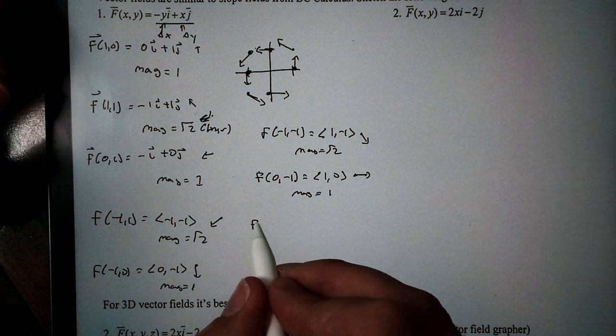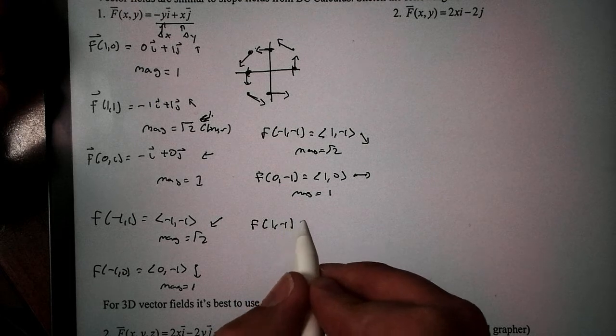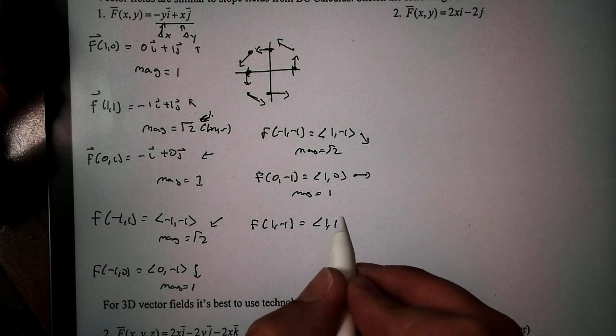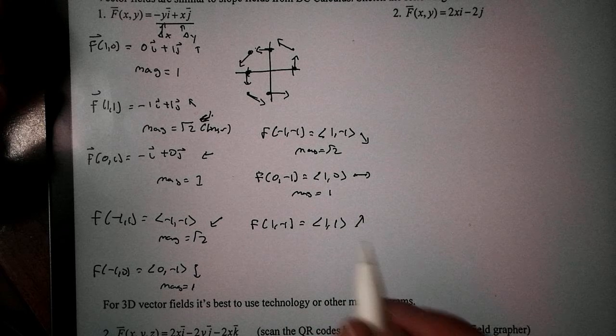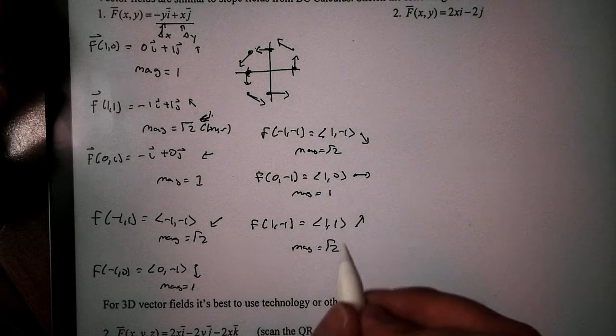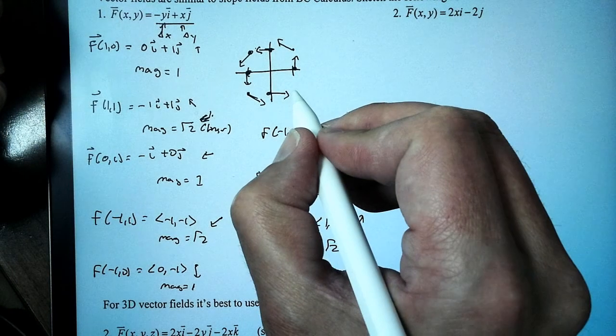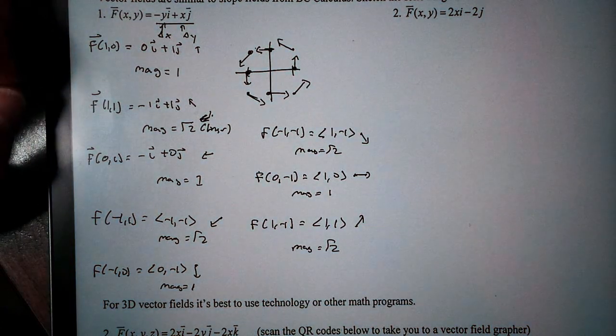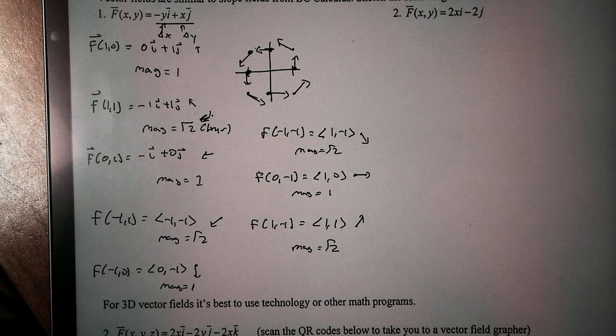And our last one, 1, -1, and that's going to give us 1, 1, and that's moving up and to the right. And this will have a magnitude of √2. It's good to list out the magnitudes. We'll talk about that in a second. So it goes like this. And so let's take a look here real quickly.